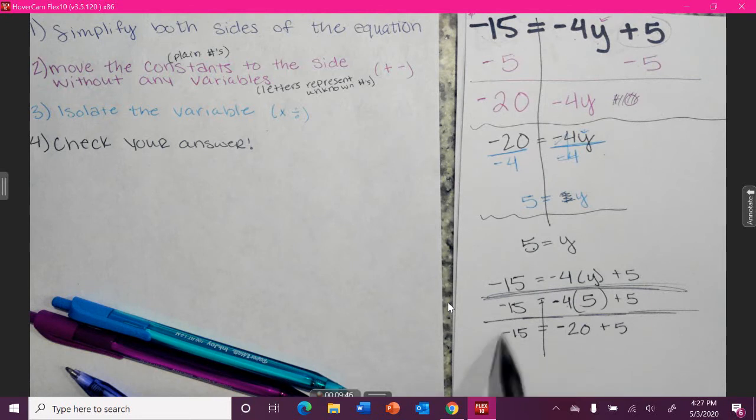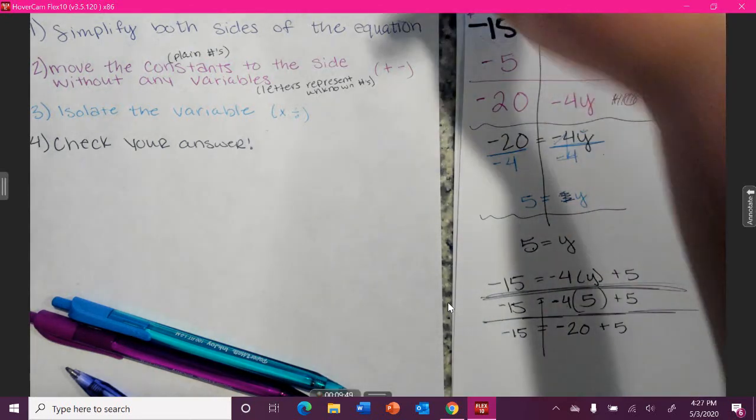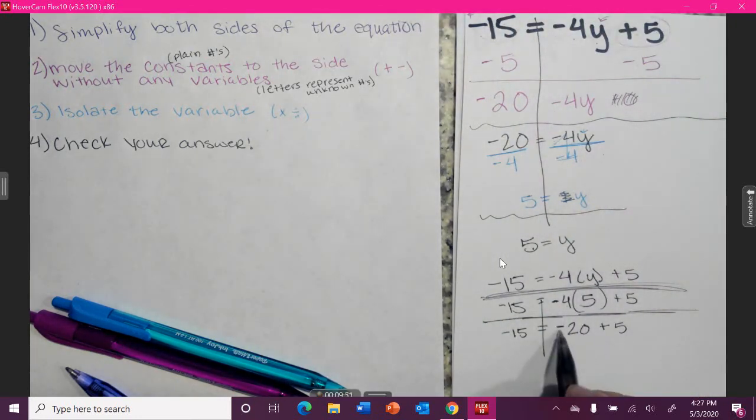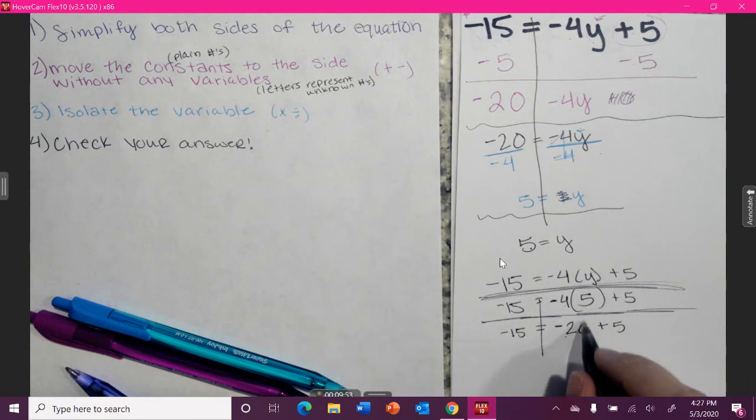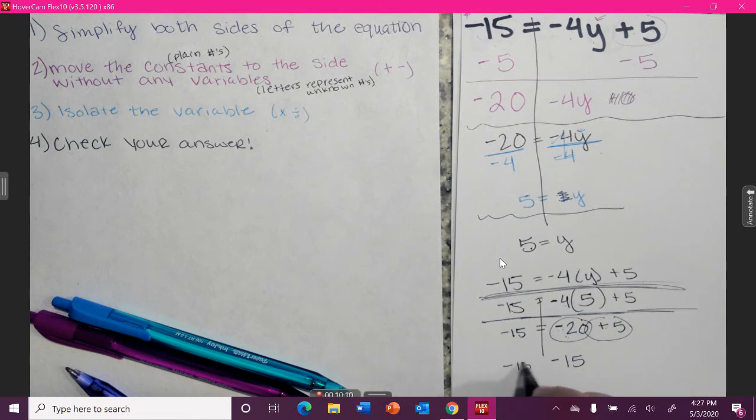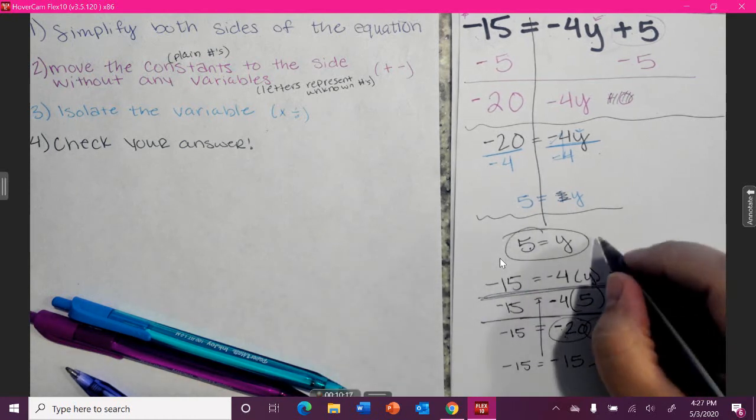On the left side, I can't do anything with the negative 15. Negative 20 plus 5, those signs are different. So when I combine them, I have to find their difference. The difference between 20 and 5 is 15. Those signs are different, so I'll keep the sign of the bigger number. The bigger number is 20 and it's negative, which means negative 15 equals negative 15, which is true. So y does equal 5.